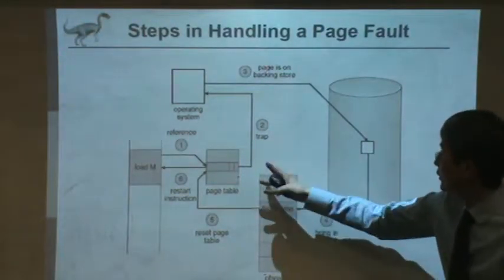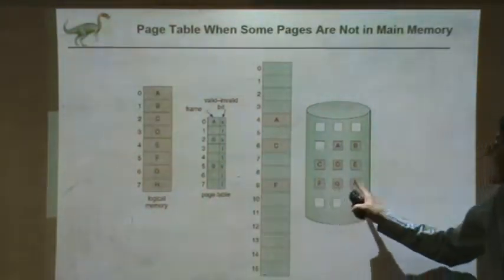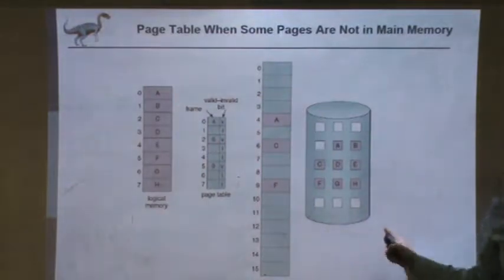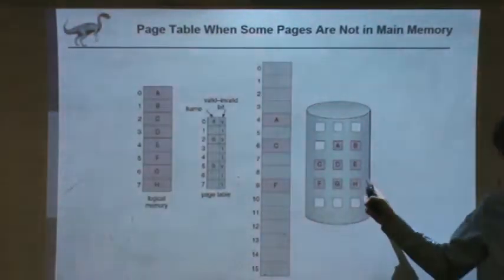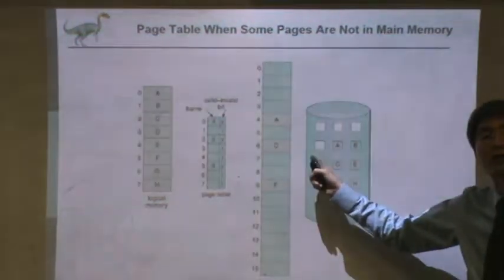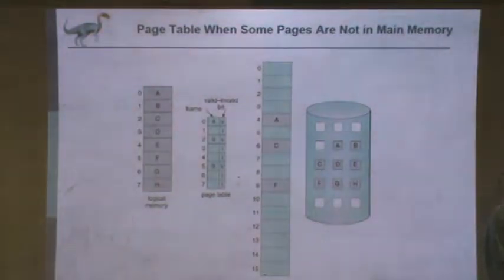But unfortunately, this time, in case what is an invalid? Invalid means the page is not in physical memory but in virtual memory, which means the CPU cannot access such a page. So how can the CPU access such a page?